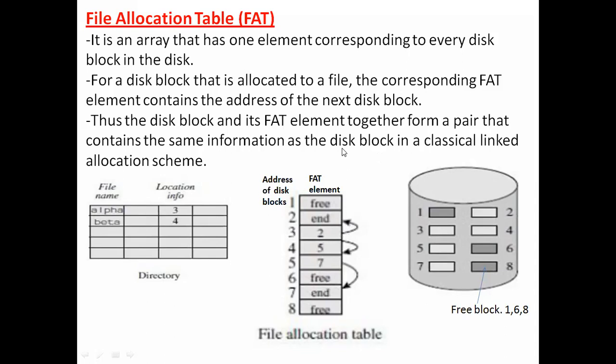Compared to this, for file beta we have disk block 4, which points to disk address 5, and 5 points to 7, and 7 points to the end, which means that is the end of the file. So the linked list structure that we saw in linked allocation, the same information is provided using a table named FAT. FAT means file allocation table. As simple as that.